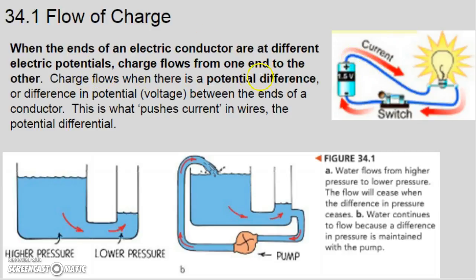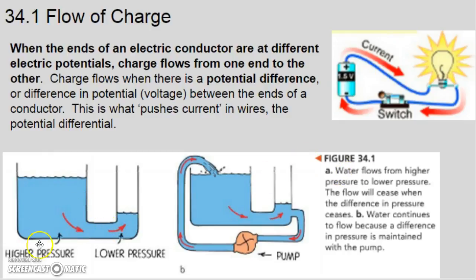Charge flows when there's what's called a potential difference. That's what a battery does. A battery has a potential difference, from a high chemical potential to a low chemical potential, or a difference in voltage, between the ends of a conductor. This is what pushes current in wires. It's the potential difference.